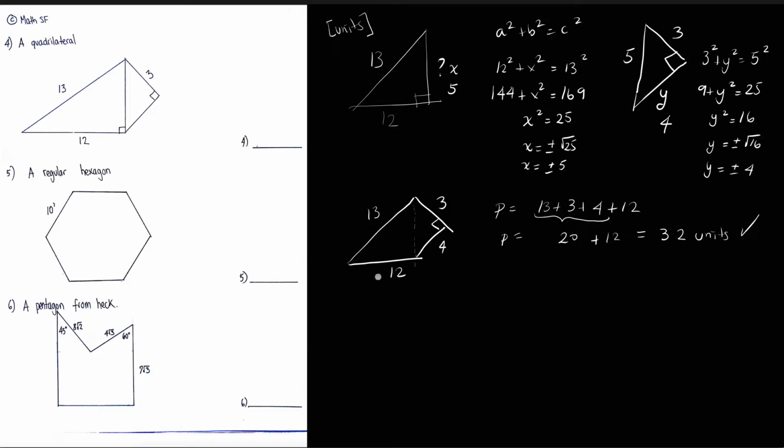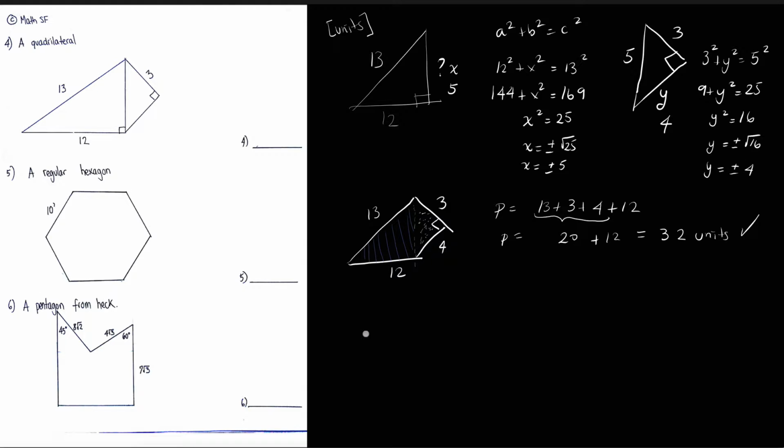But how am I going to find the area of this quadrilateral? This is not a rectangle, this is not a trapezoid, it's not one of our common quadrilaterals. But because this is broken down into 2 pieces, let me show you. I'm going to use the area of this triangle here, with the area of this triangle here. So I'm going to have 2 areas.